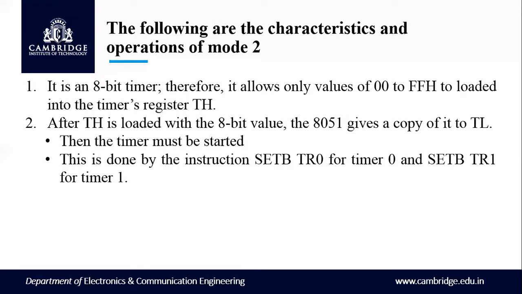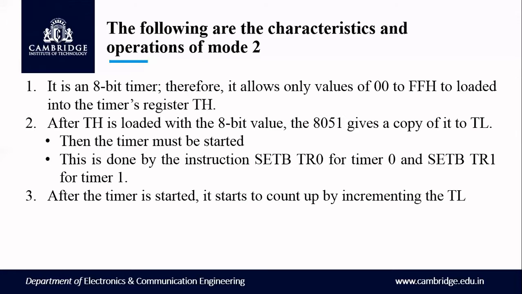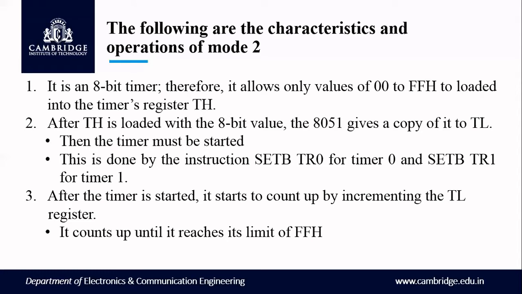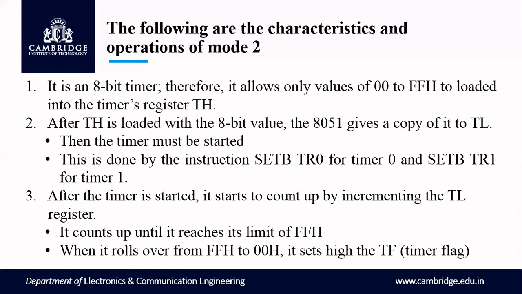This timer we can start using two instructions, that is, set bit TR0 for timer 0, set bit TR1 for timer 1. After the timer is started, it starts to count up by incrementing the TL. So here you need to note that TL will increment the values. It counts up until it reaches its limit of FFH. When it rolls over from FFH to 00H, it sets a high value on the TF flag. So the TF flag will be raised to 1, indicating a rollover from the timer.